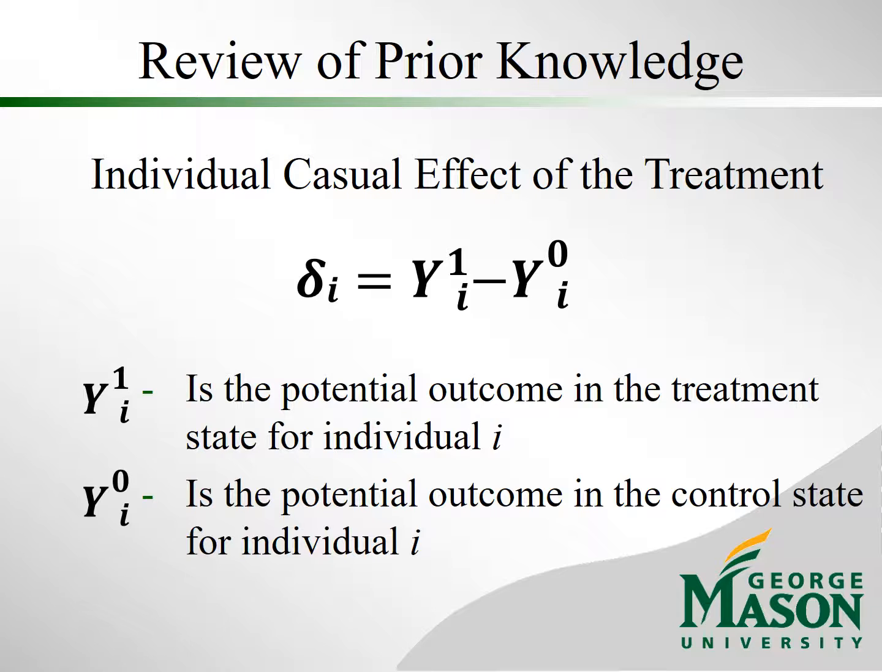Y1 is the potential outcome in the treatment state, or in our case, the economic success of having a college degree for individual I. Y0 is the potential outcome in the control state, having no college degree, for individual I. Because we can never observe the potential outcome under the treatment state for those observed in the control state and vice versa, we can never know the individual level causal effect in the presented equation.